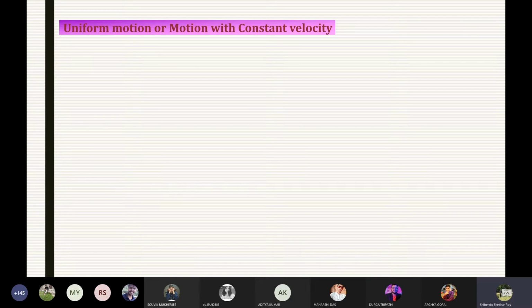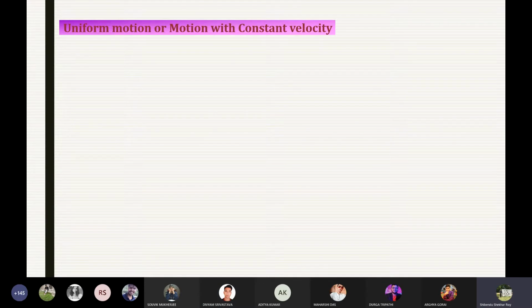Now here, what do you mean by uniform motion, or motion with constant velocity? Can anybody tell me what you mean by uniform motion of the follower? Uniform motion of the follower, which I am also calling the motion of constant velocity.